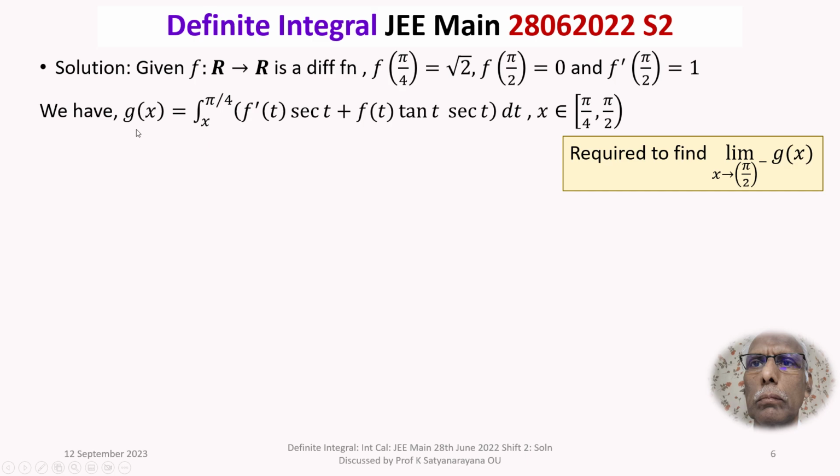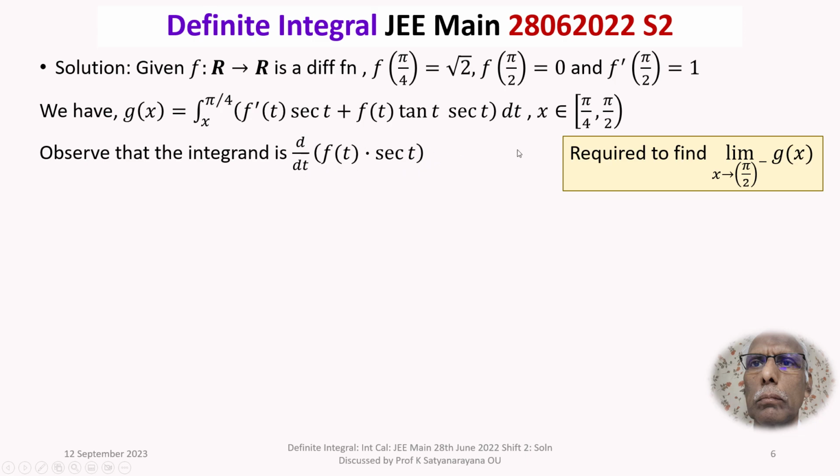Agreed. First of all, we have to materialize g of x. We observe that the integrand, f prime t secant t plus f of t into tan t secant t, is d by dt of f of t secant t. So the derivative of f of t secant t is secant t into the derivative of f of t, f prime t, plus f of t into the derivative of secant t, which is secant t tan t. So apply the product rule, and the integrand is precisely d by dt of f of t secant t.